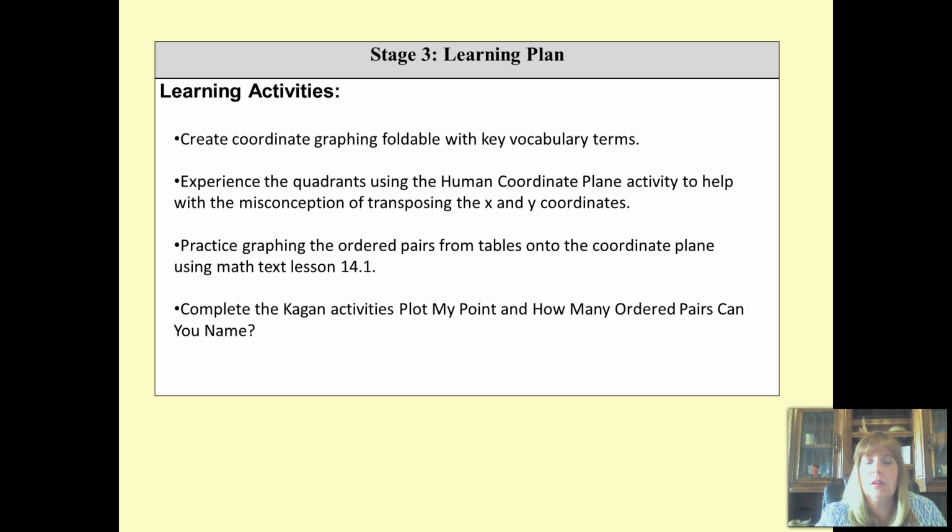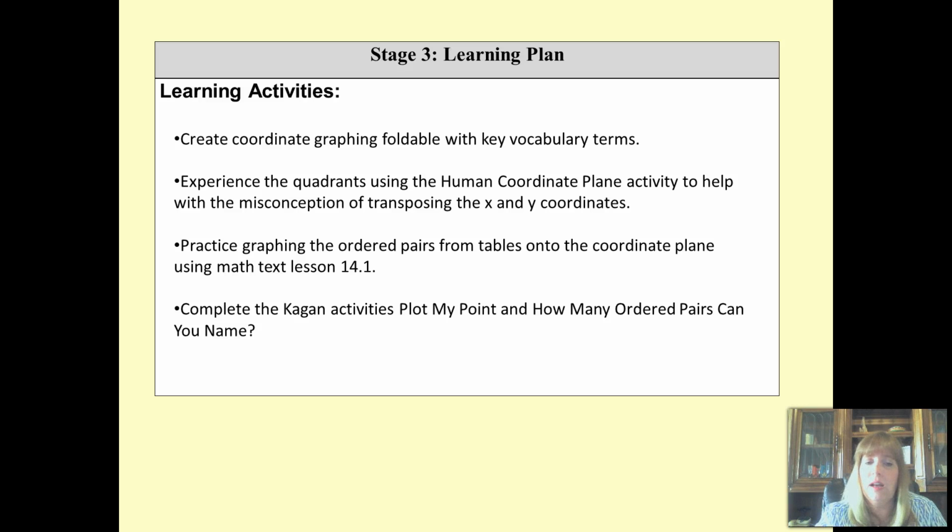As we're looking at tables and putting that on the coordinate plane, if you look at the math text, lesson 14.1 really does a nice job of laying that out for the kids. So I think that would be a good place to incorporate the textbook there.